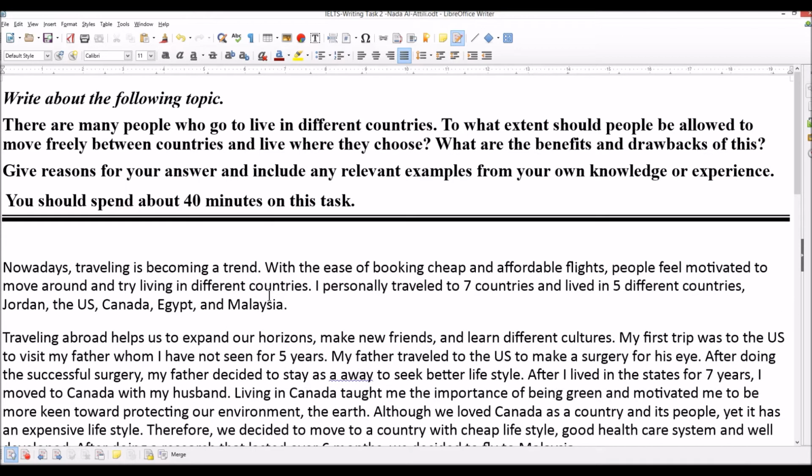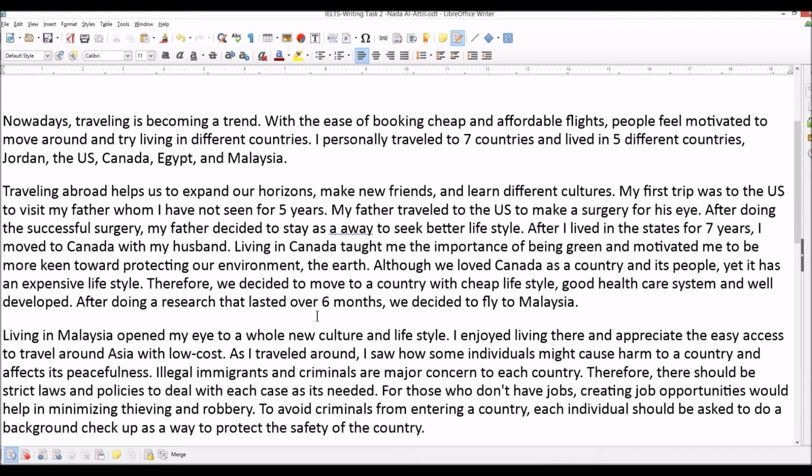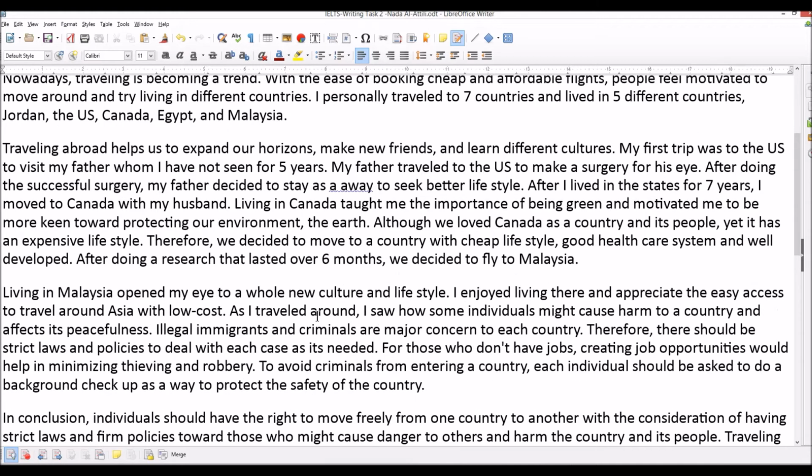Okay, so if we go back to the question, to what extent should people be allowed to move and live where they choose? That's question 1. Question 2, what are the benefits and drawbacks? In other words, what are the positives and negatives of this? So the original introduction here doesn't really introduce. Paragraph 2 then should be answering the first question: to what extent should people be allowed to move and live in different countries?